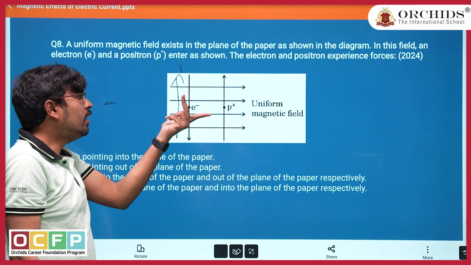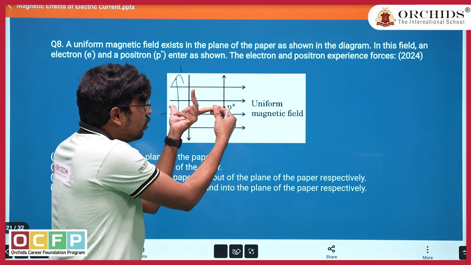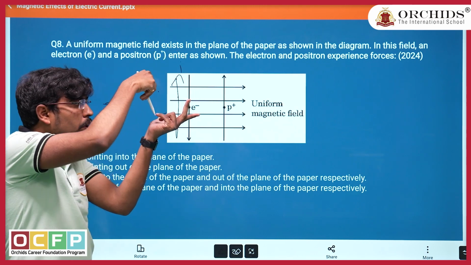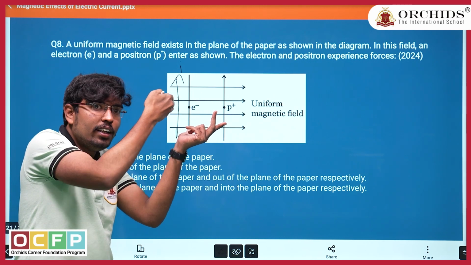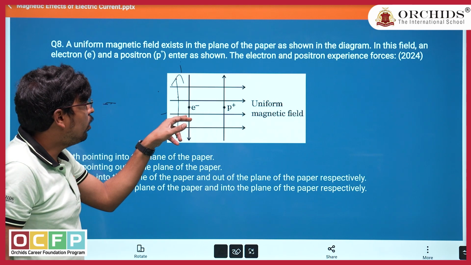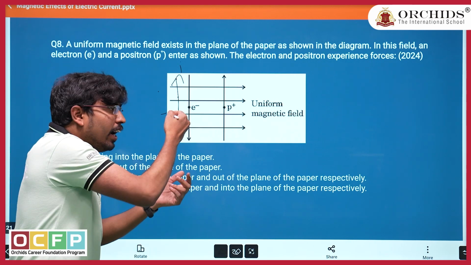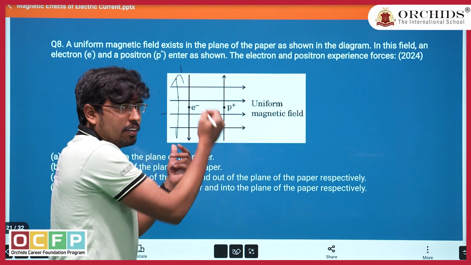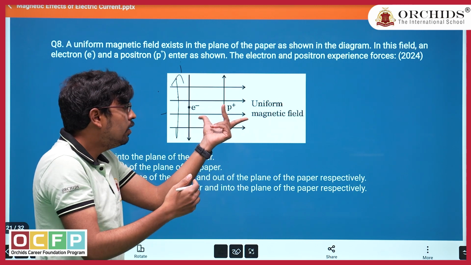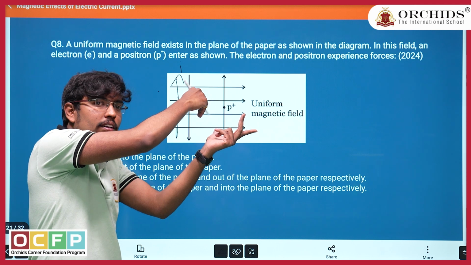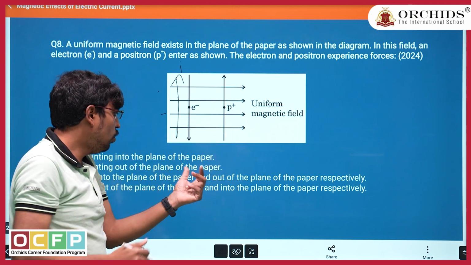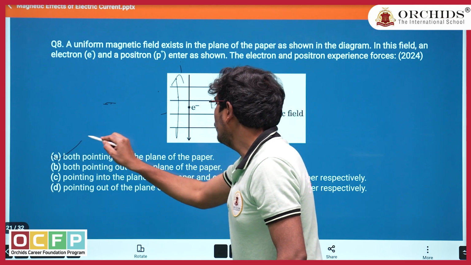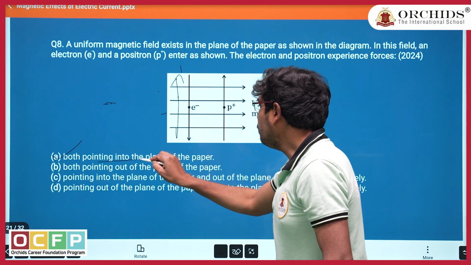If you understand this, the magnetic field is going in this direction and the current is flowing in this direction. What about the force here? The force is going inside the plane. So the electron force is inside the plane. Now when you come to the protons, they will also flow in the direction of current, so the force will also be inside the magnetic field. Which option will be correct here? Both are pointing into the plane of the paper.